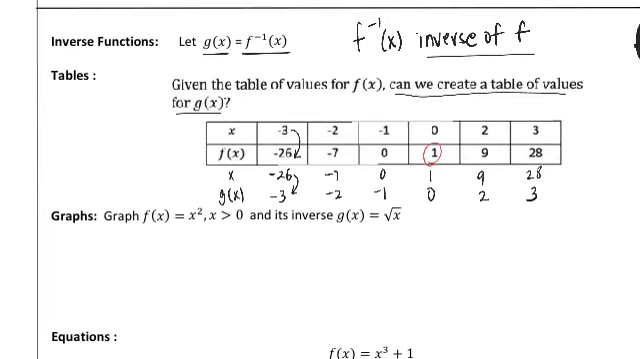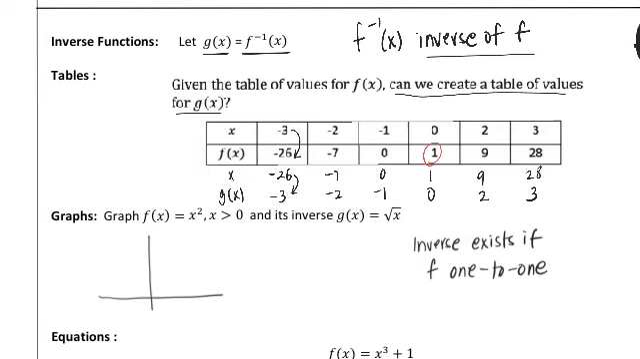If you have a graph, then if you remember this also from Algebra 2, first of all, to have an inverse, we can say an inverse exists if f is 1 to 1. What does that mean? That means that if you have the parabola, for example, f equal to x squared, this is not 1 to 1. This function does not pass the horizontal line test. So this is not a 1 to 1 function. It will not have an inverse.